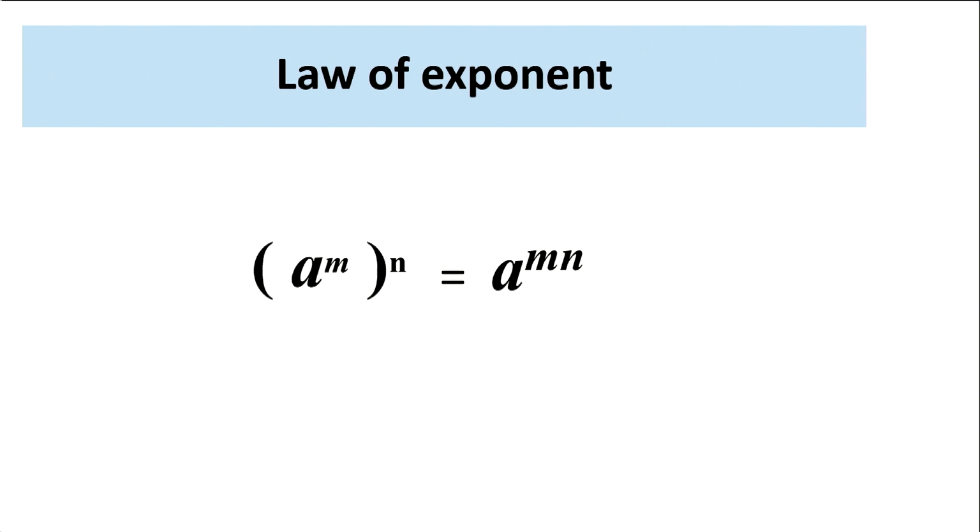So that is also equal to 3 to the power of 2 whole to the power of 4, which is also equal to 3 to the power of 2 into 4. What we are doing here? We are multiplying powers. What we will get? 3 to the power of 8. From these two examples, we can come to the conclusion that a to the power of m to the power of n is equal to a to the power of m into n. So this is another law of exponents: a to the power of m to the power of n is equal to a to the power of m into n.